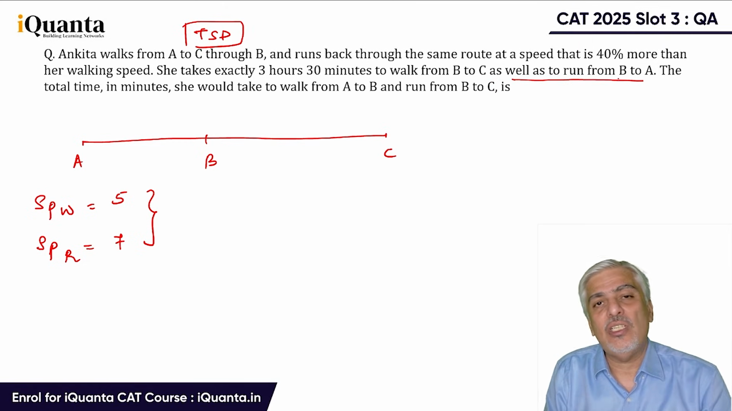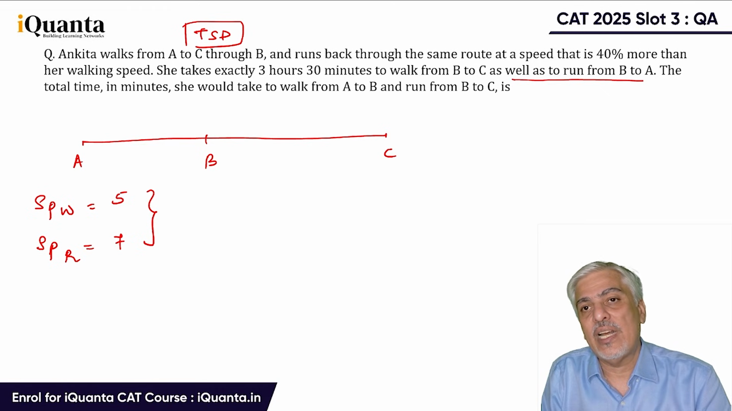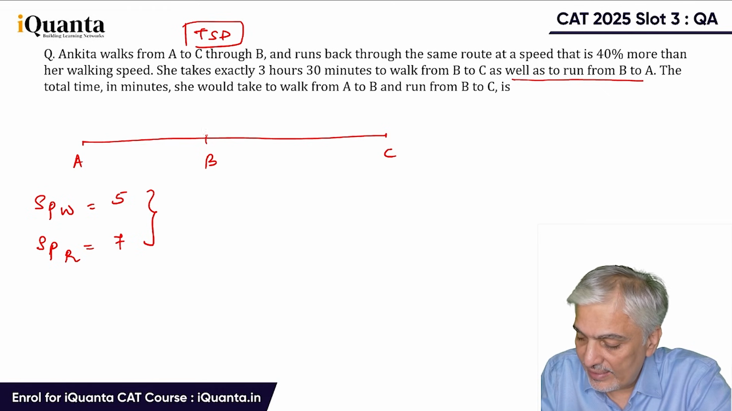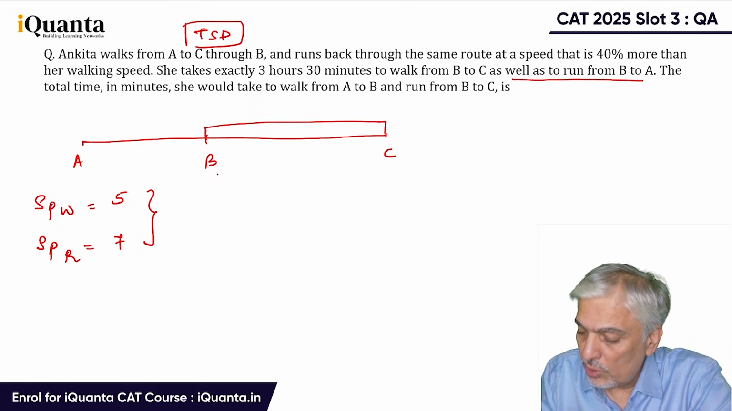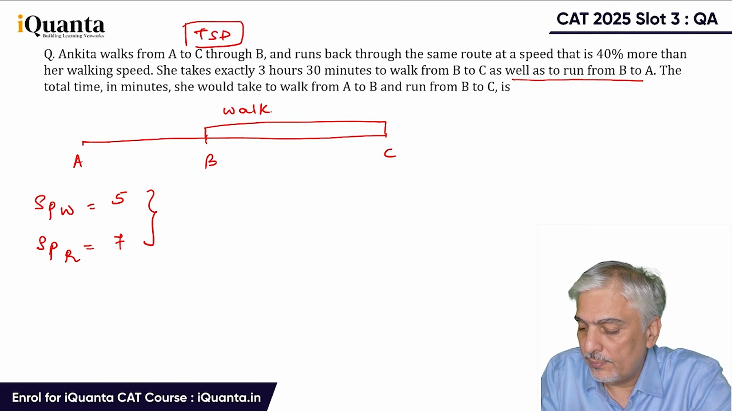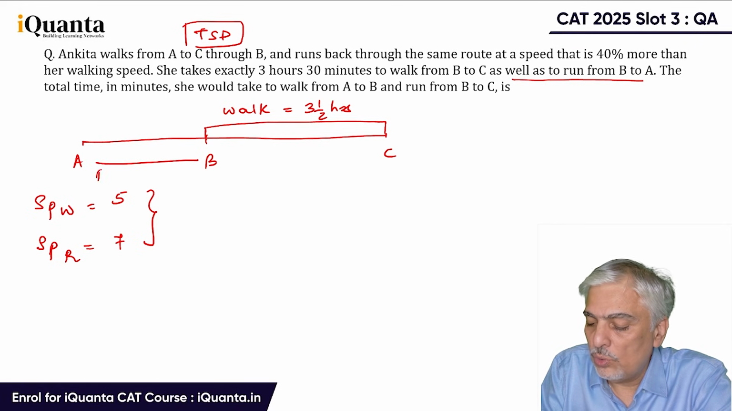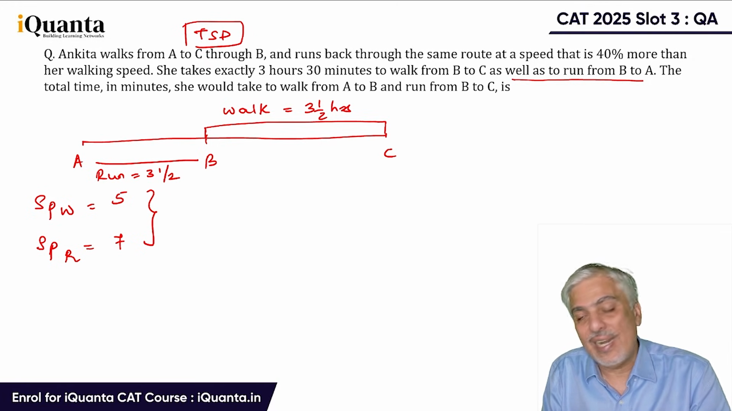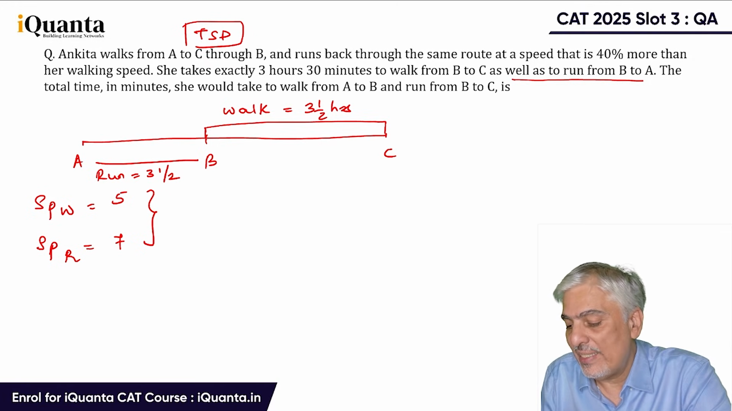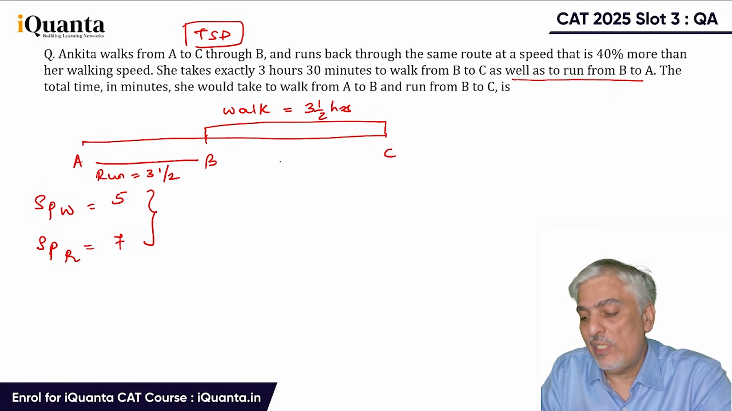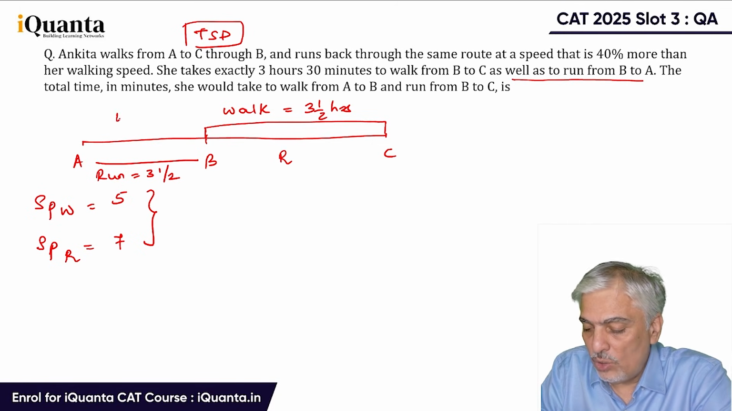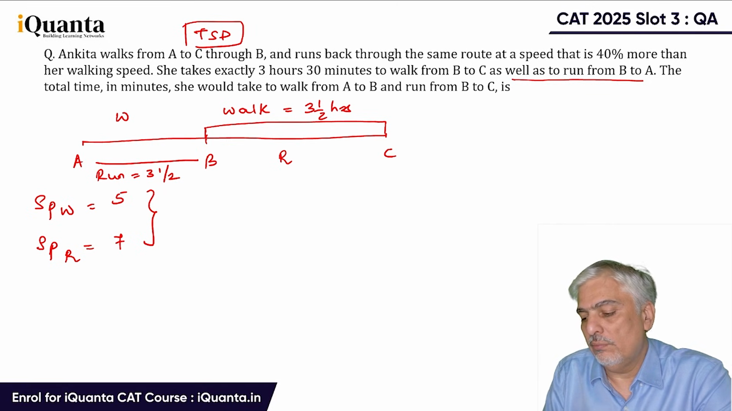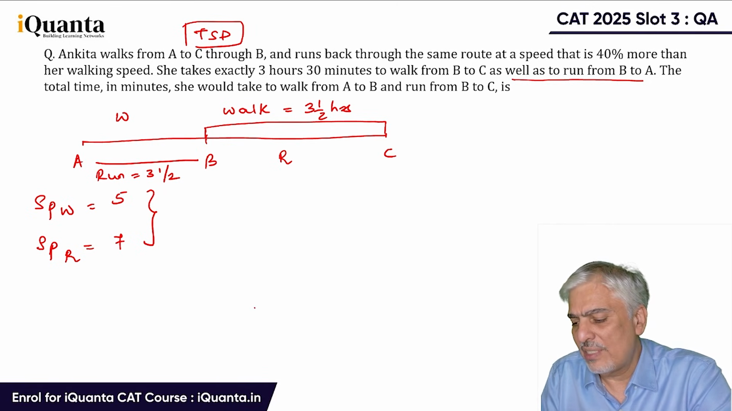Now, a lot of people initially read this as the total time was 3.5 hours. No, what they've said is that this time to walk was 3.5 hours, and this time to run was 3.5 hours. Those were 3.5 hours separately. And that was the main crux of the question. Once you got that, rest all was very easy. We need to know how much time will she take to run over here and to walk over here. You can do with ratios, you can do with values, doesn't matter too much.